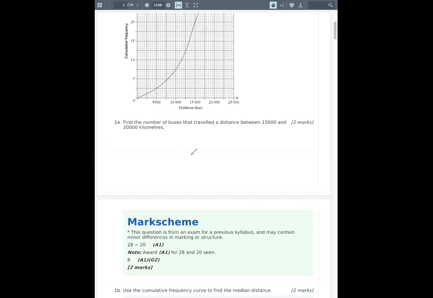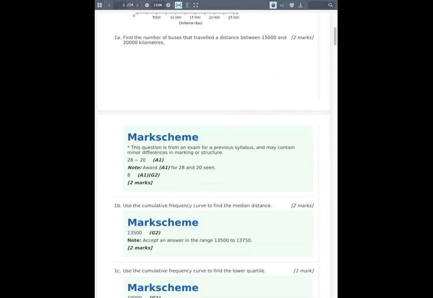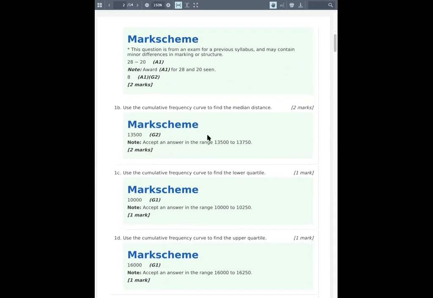Okay. Use the cumulative frequency curve to find the median distance. Basically, for this one, there's 2 marks. Use the cumulative frequency chart. So based on your cumulative frequency chart, you would look at this top number.